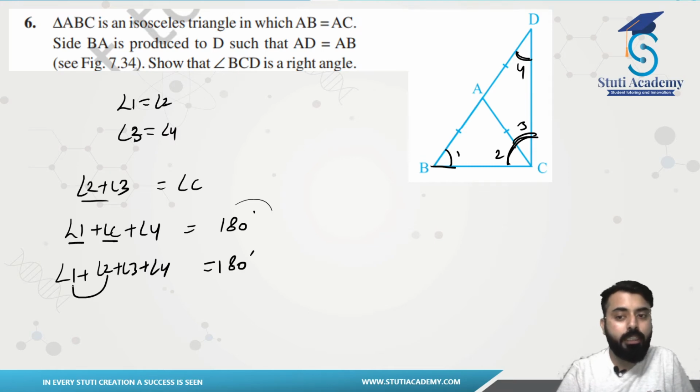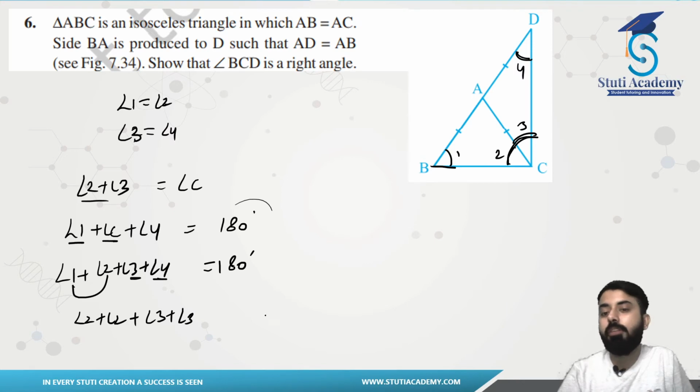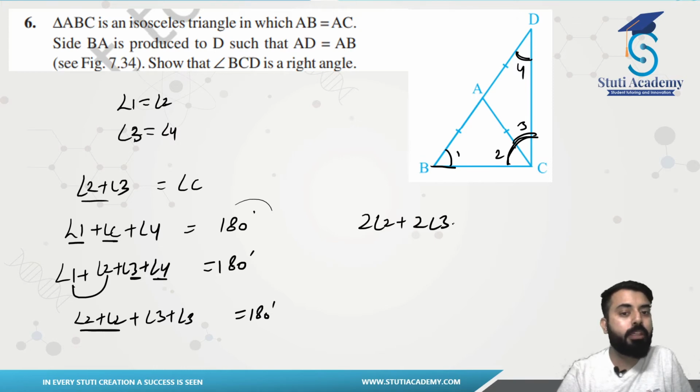Now angle 1 and angle 2 both are same. So can I write it like this? Angle 2 plus angle 2. And I know angle 3 plus angle 4 both are same as well. So angle 3 plus angle 3, right? Both are equal, which is equal to 180. So you guys see, 2 of angle 2 plus 2 of angle 3 equals 180. So angle 2 plus angle 3 should be 90.